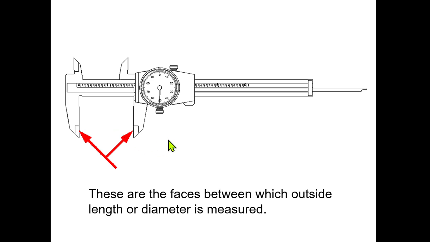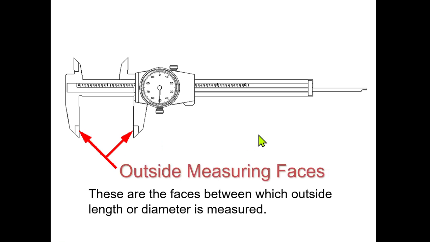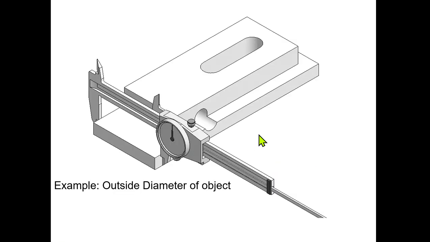These are the faces between which outside length or diameter is measured. Used a lot like a micrometer. Whatever you're going to measure, you put it between these 2 faces. And here's an example of measuring the outside diameter of an object with a dial caliper.